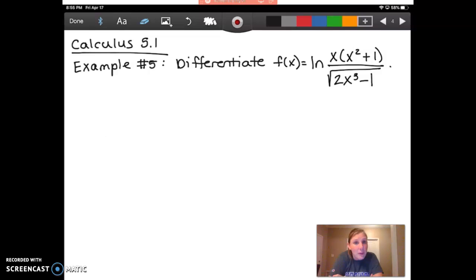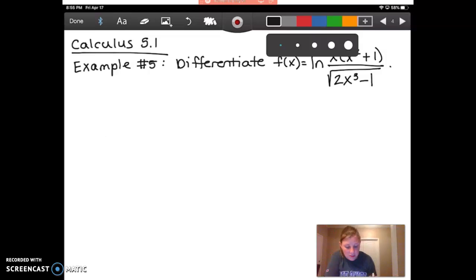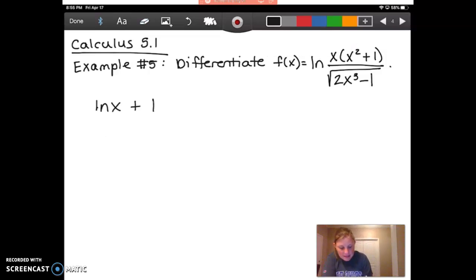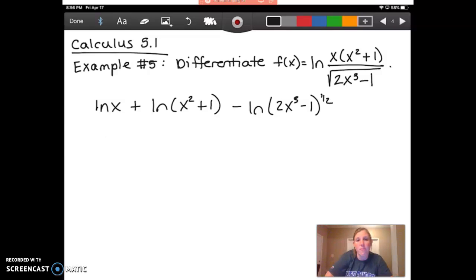But remember, and we have worked these types of problems before, what we want to do before we do anything else is we want to actually rewrite this to be an expanded logarithm. So the very first thing that we're going to do is rewrite this as the natural log of x plus the natural log of x squared plus 1 minus the natural log of, and I'm going to write this as a fractional exponent, 2x cubed minus 1 to the 1/2 power.